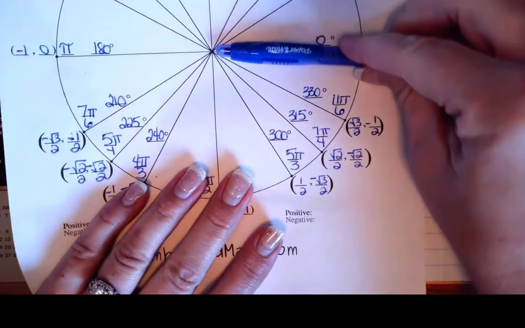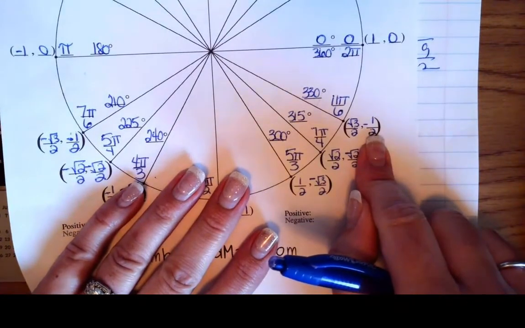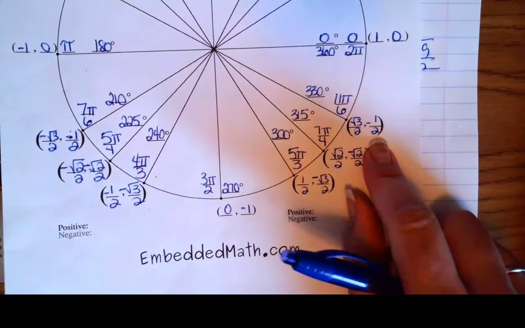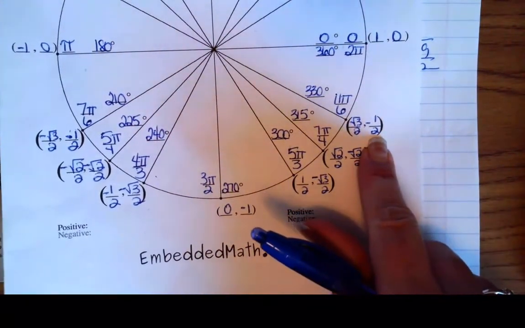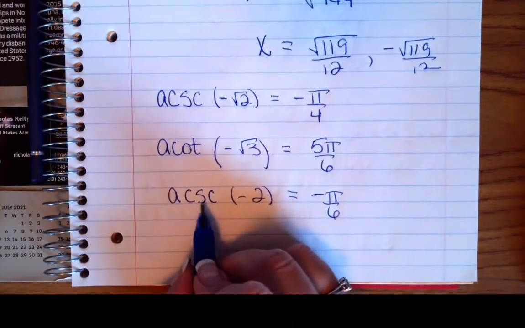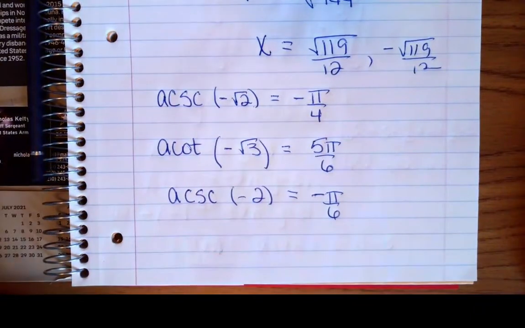So I drop down to pi over 6. I find out that sine is negative 1/2. So cosecant would be negative 2. What this is saying is, where does cosecant have a ratio of negative 2? It happens at negative pi over 6.